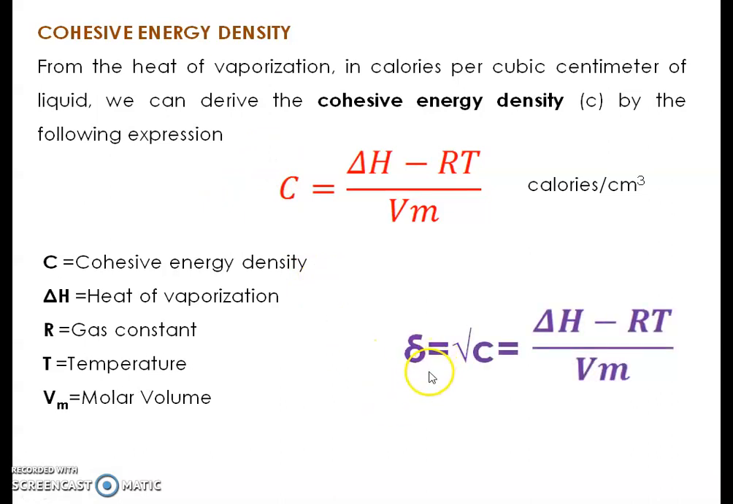So this is the relation of standard solubility parameter, cohesive energy density, and the equation for that. Here delta is the standard solubility parameter, C is the cohesive energy density, and we take the square root of it. It can be obtained from delta H, the heat of vaporization, applied for a particular volume of liquid, Vm, that is the molar volume of the liquid for which the heat of vaporization is calculated. R and T are the real gas constant and temperature.